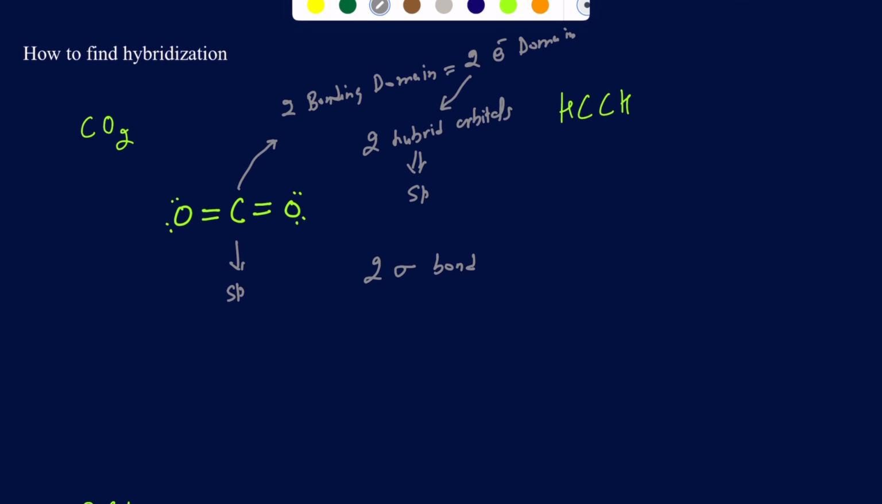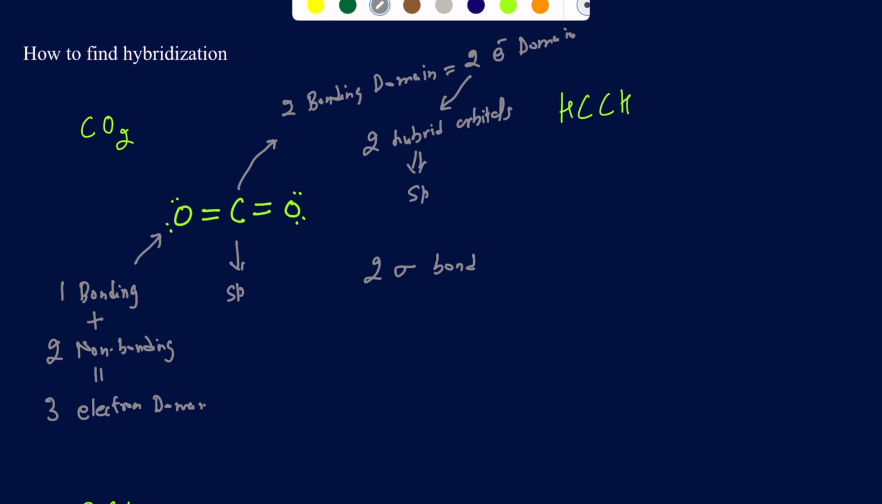I can also figure out the hybridization for these oxygens. Let's talk about that. Oxygen has one bonding domain, which is on the right side in this case. Even if you have a double bond or a triple bond, you still consider that as one bonding domain. But in addition to one bonding domain, the oxygen actually has two non-bonding domains, or you can say two lone pairs, on that oxygen. So that gives me a total of three electron domains.